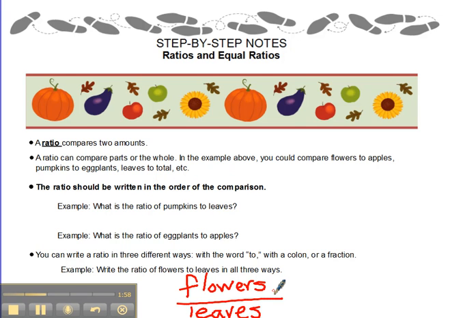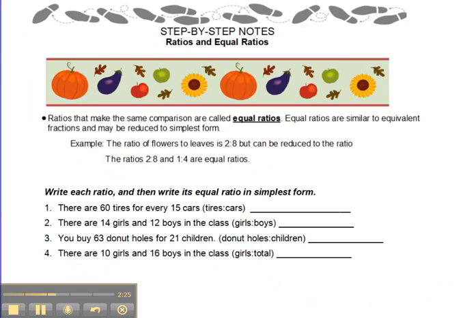So flowers to leaves, 1, 2 flowers, 1, 2, 3, 4, 5, 6, 7, 8 leaves. So this is fraction form. We can also use a colon, 2 to 8, and 2 to 8.